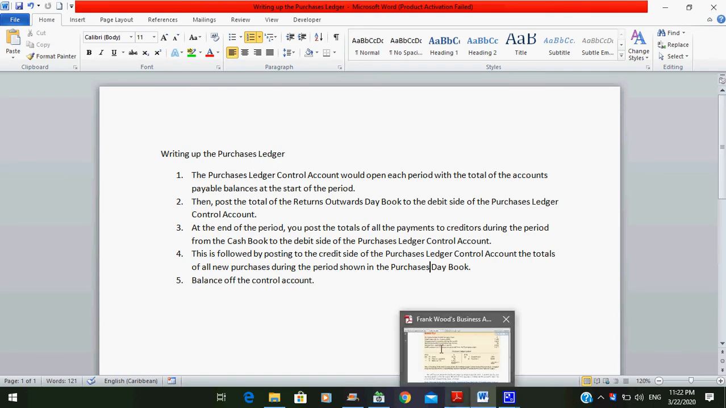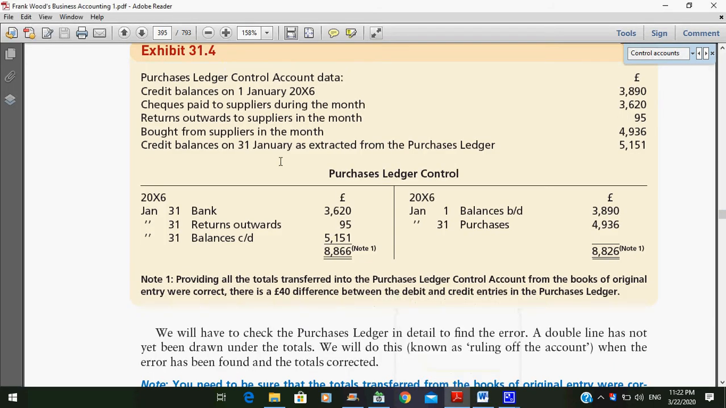Now we're going to look at an example of how this is done. It says purchase ledger control account data: credit balances, January 1, 2006, 3,890; cheques paid to the suppliers during the month; returns outwards to suppliers in the month; bought from suppliers in the month; credit balances on January 31 as extracted from purchases ledger. Now, this credit balance on January 1, where should it go?